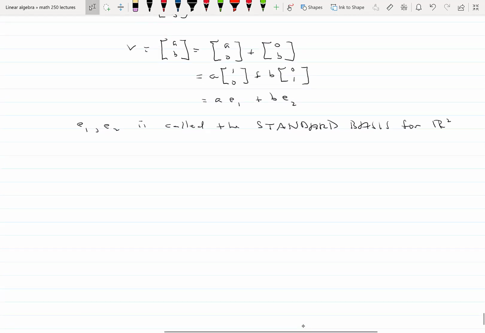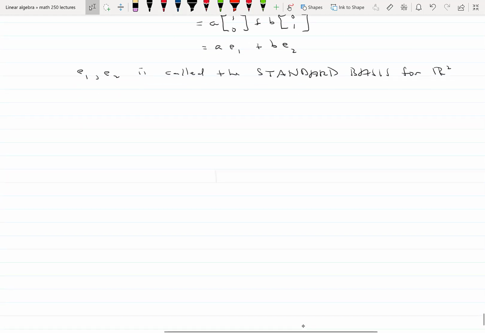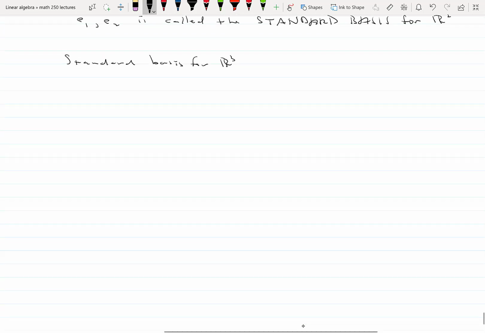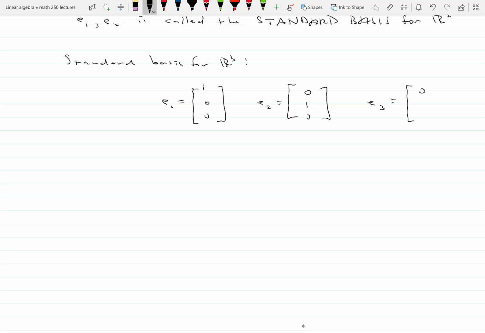Okay, let's take a little side trip into standard bases. The common vector spaces that we've been talking about, R2 being one of them, have standard bases, and I'd like you to see them for the other common vector spaces. So the standard basis for R3 would be E1 equals the column vector 1, 0, 0. E2 equals the column vector 0, 1, 0. And E3 equals the column vector 0, 0, 1.